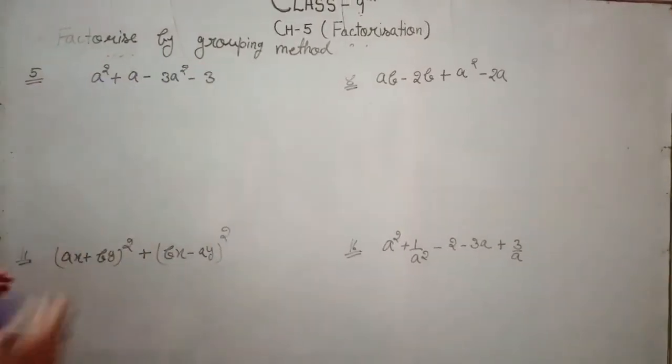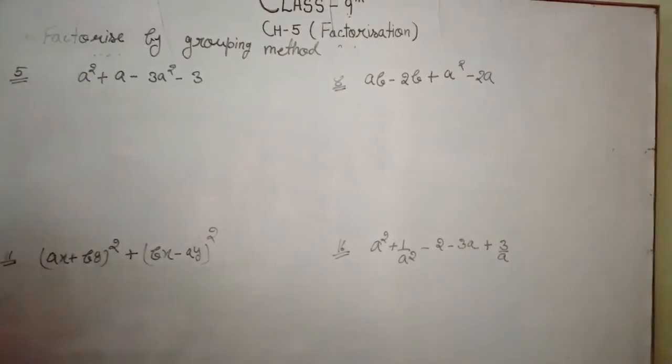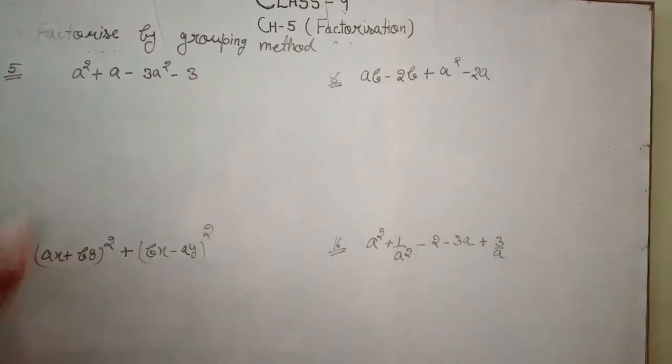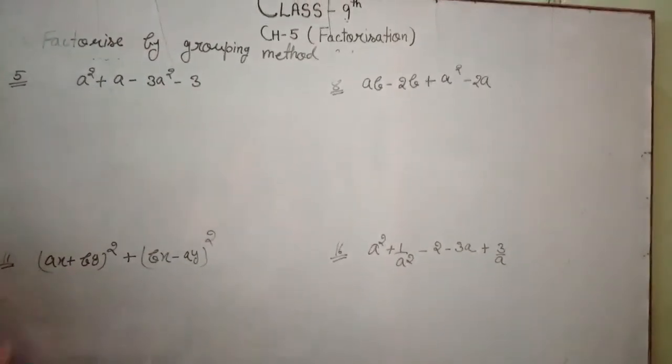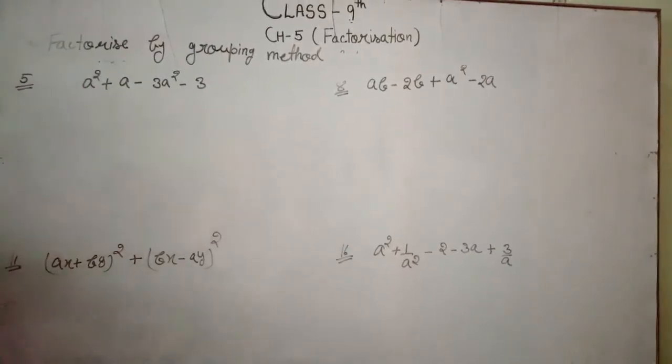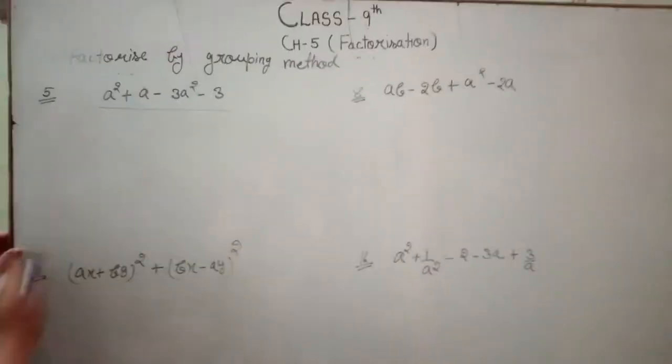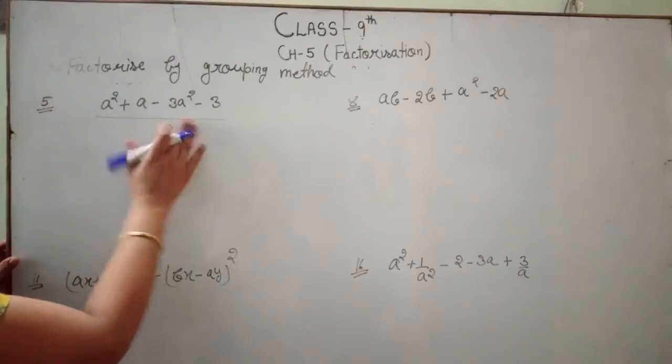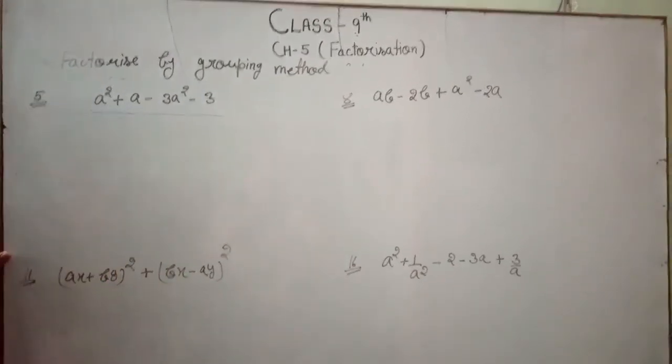Factorize by grouping method. Student, we solve this question by grouping method. First we make groups, after that we solve by taking out a common factor. First we make groups of this expression. There are a total of 4 terms, an even number of terms. First we make a group.